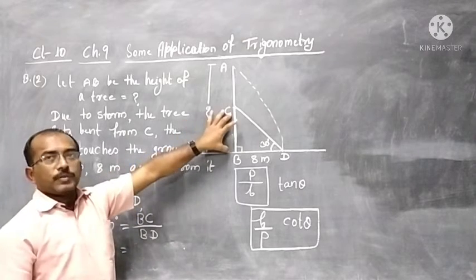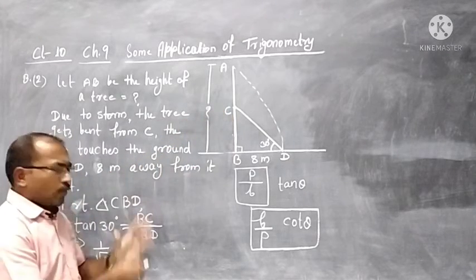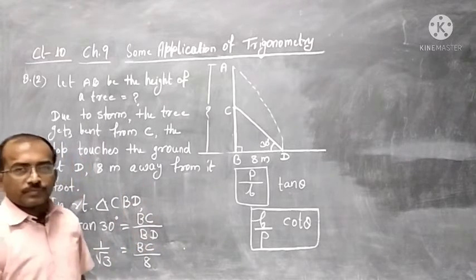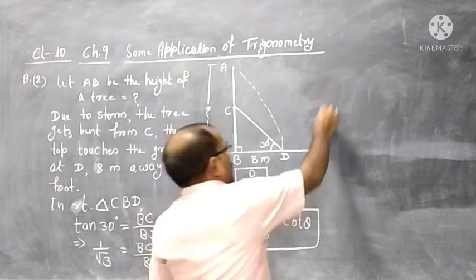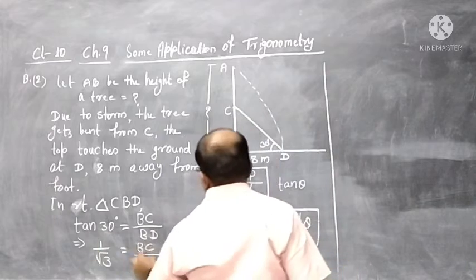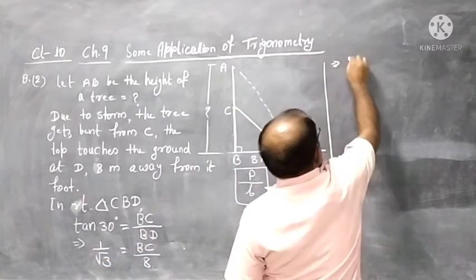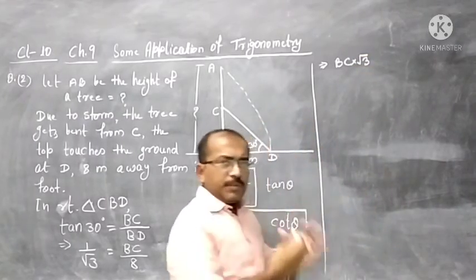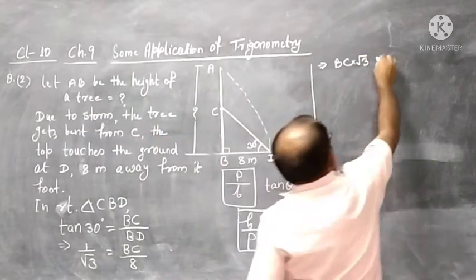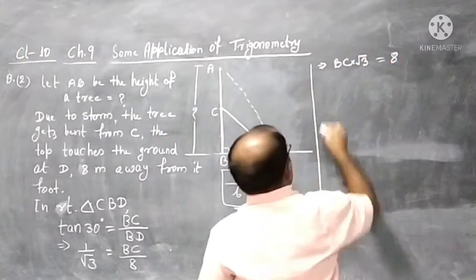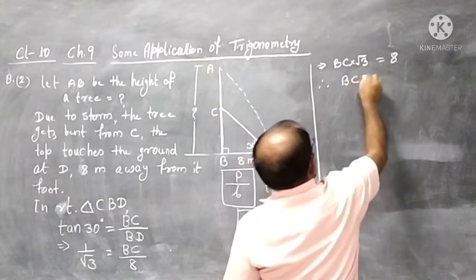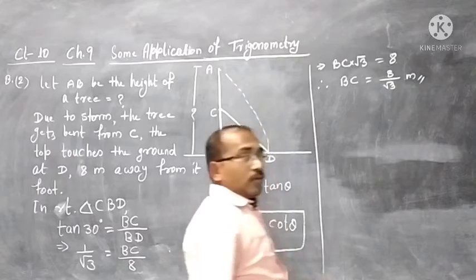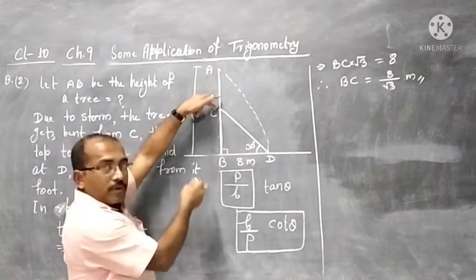BC is the remaining height of the tree, we do not know. So, let us go with BC. But BD we know is 8, and then we just simplify it. BC into root 3, we get BC root 3, or we can write root 3 BC, and 8 into 1 we find 8. Finally, we get BC is 8 by root 3 meters. So, the remaining part of the tree we have found.